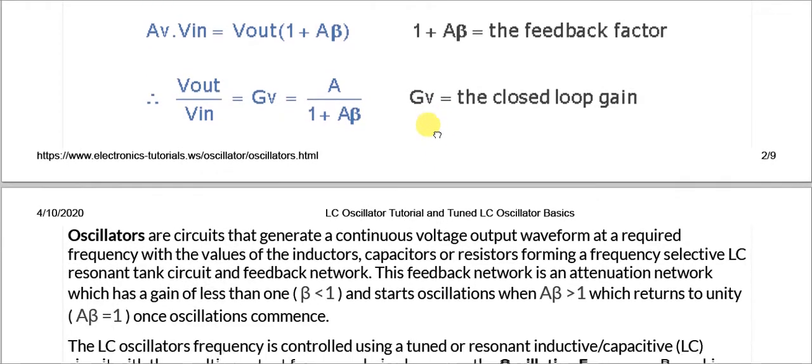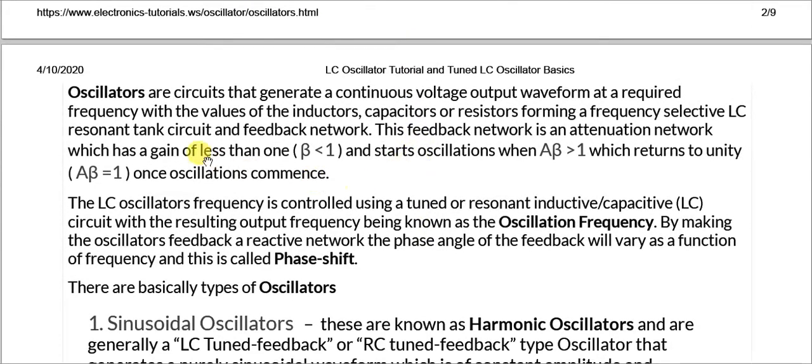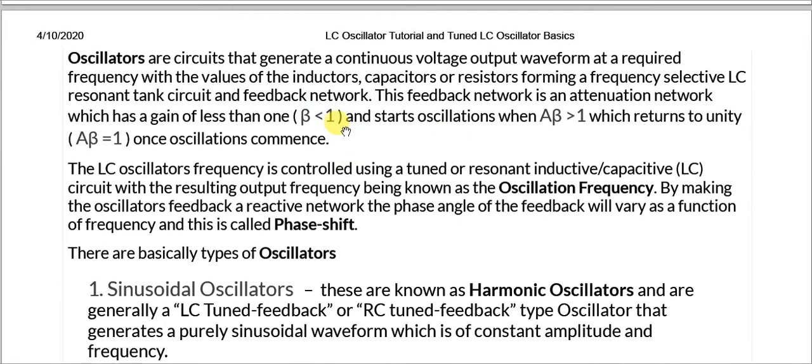So the oscillators are circuits that generate a continuous voltage output waveform at a required frequency with the values of the inductors, capacitors or resistors, forming a frequency selective LC resonant tank circuit and feedback network. You can go through that. This is just the criteria for how the oscillation should start and when it should not start. So when beta is less than 1, or A beta is greater than 1, or A beta is equal to 1, these are the conditions for the oscillations.